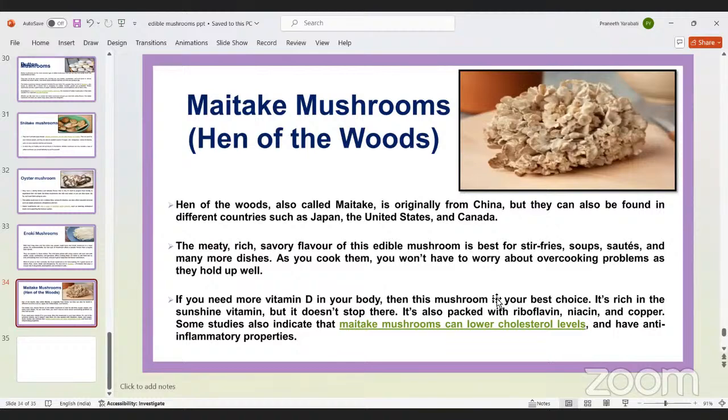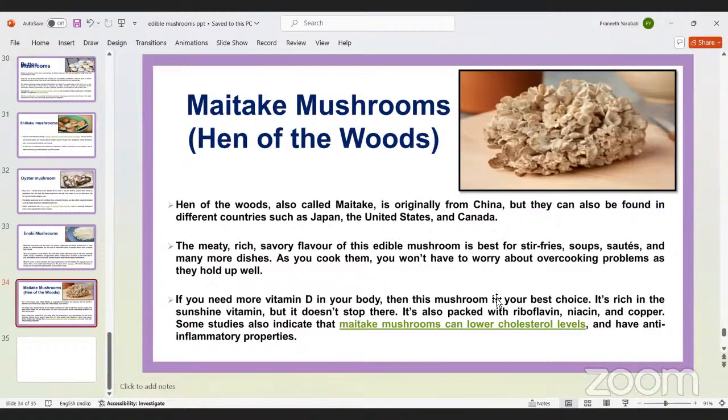So they mainly have vitamin D. This mushroom mainly contains vitamin D, and it is also rich in the sunshine vitamin, that is vitamin D. But it does not stop there, it is also packed with riboflavin, niacin, and copper. Some studies also indicate that maitake mushrooms can lower cholesterol levels and have anti-inflammatory properties.